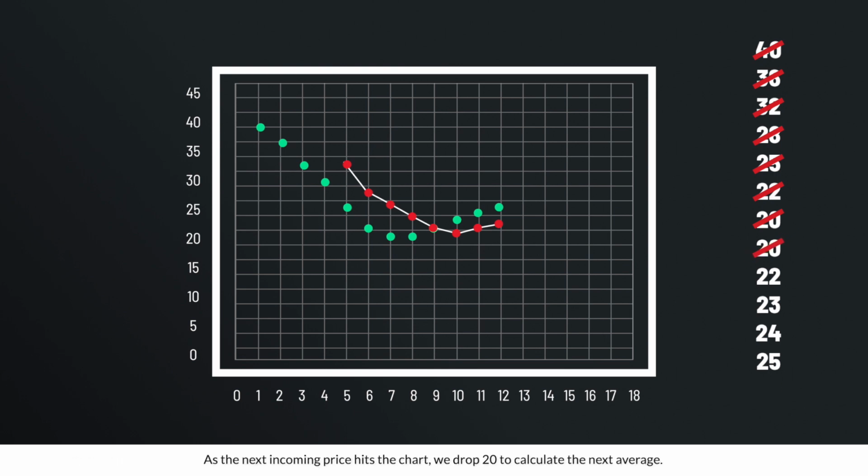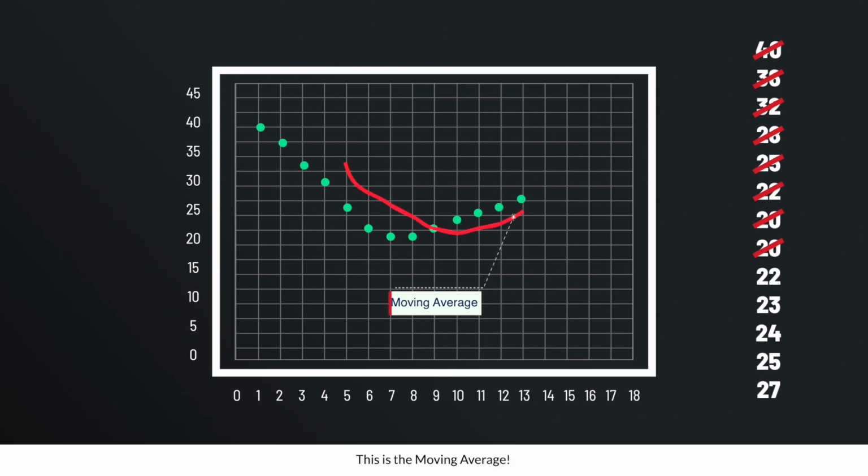As the next incoming price hits the chart, we drop 20 to calculate the next average. The last dot is calculated as 22 plus 23 plus 24 plus 25 plus 27 equals 121/5 equals 24.2. Now that we calculated all the averages, let's connect them to get this curving line. This is the moving average.